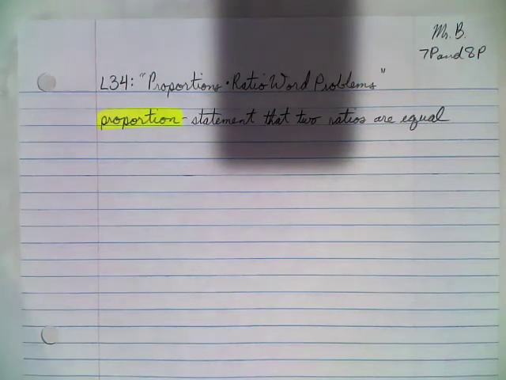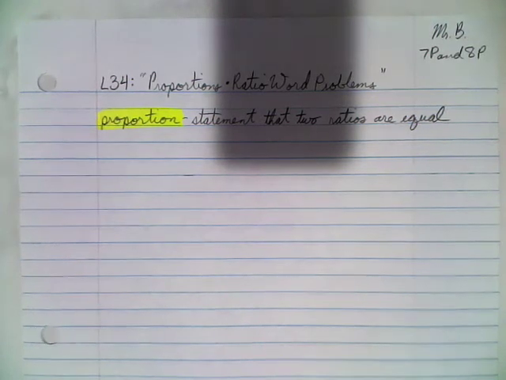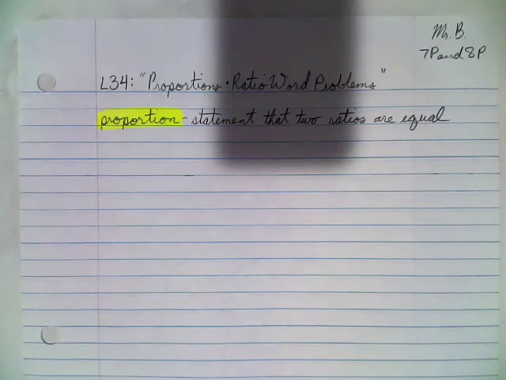So first of all, ladies and gentlemen, let's define what a proportion is. A proportion is a statement that two ratios are equal. These ratios are usually written as fractions, so you can also think of this as a statement that two fractions are equal.